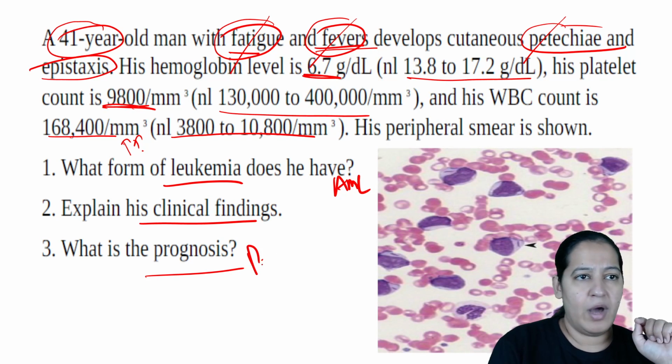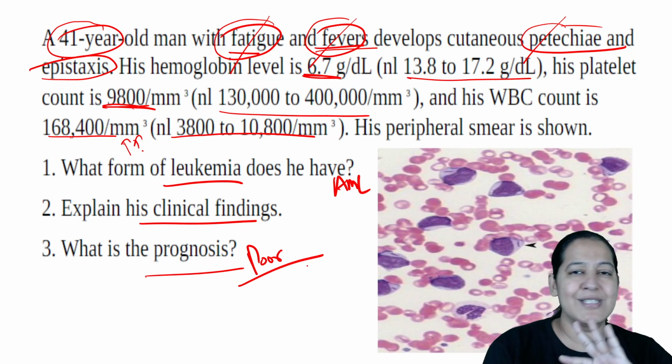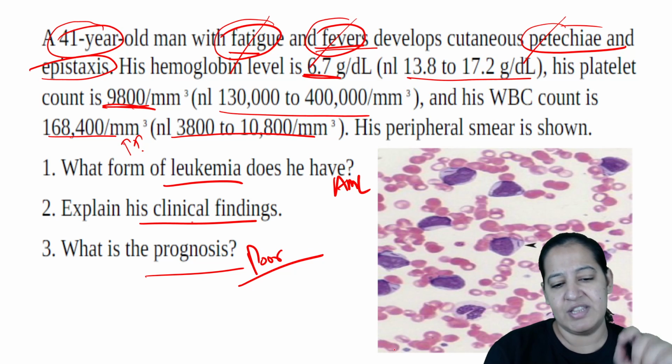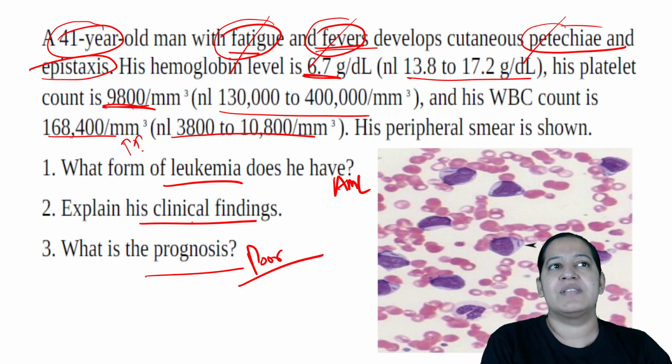Prognosis of AML is poor. Relapse is very common. Cure is very rare. So prognosis, and how you will explain the clinical findings. Why is the patient having these three things? Why is the patient having fatigue? Why is he having fever? Why is he having petechiae?